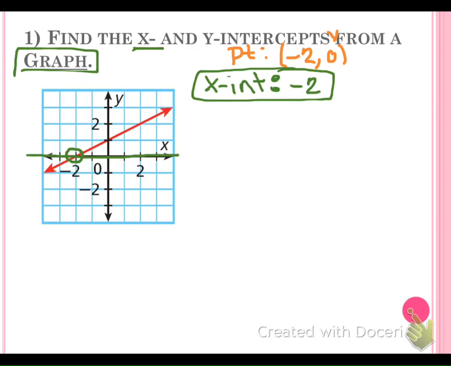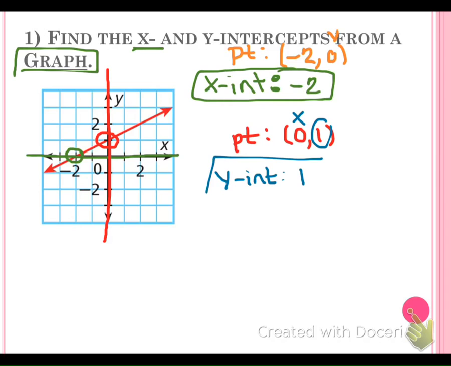Now for the y-intercept, I'm going to look at the y-axis, and it touches it right here at the point 0, 1. So that means that my y-intercept is 1. My x is 0, and my y is 1, so my y-intercept is 1.